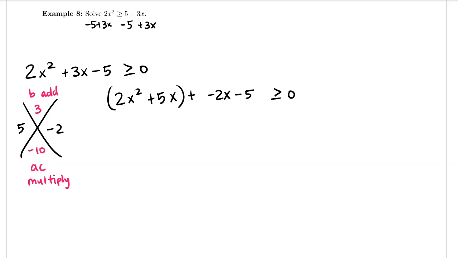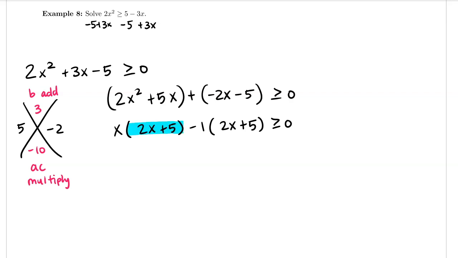I'm going to group the first two terms together and then the next two terms together. In the first set, I can factor out an x. And in the second set of parentheses, I can factor out a negative 1. And remember, a clue that we are doing this correctly is that the things left over inside of the parentheses match, which they do in this case. And so we're going to get 2x plus 5 times x minus 1 is greater than or equal to 0.